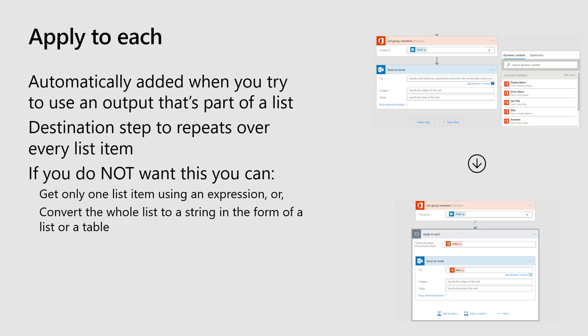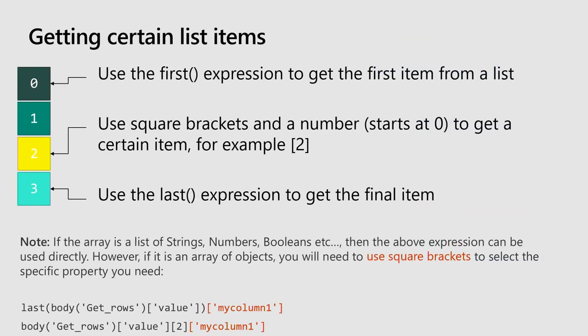Now, if you want to avoid that happening automatically, you'll need to use an expression to get a certain item from that list. That certain item you can get a number of different ways. You can get the first item from a list, or the last item, or even a specific ID of an item. If you just want to get the second item, you can do that by typing square bracket 1, close square bracket. And yes, I did say 1, because arrays in JSON start at 0, not 1. So that's something to keep in mind.